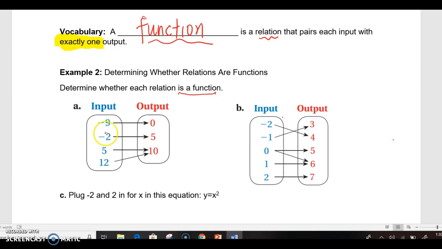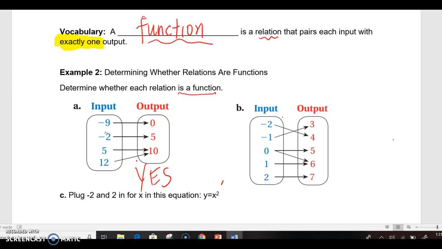So I'm looking at my inputs. The input -9 has one output, 0. -2 has one output, 5. 5 has one output. And 12 has one output. So I would say yes, this is a function. Notice it is okay for two inputs to share the same output. But again, going back to that definition, they can only have one.